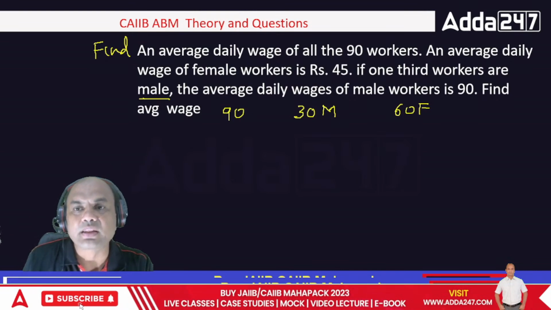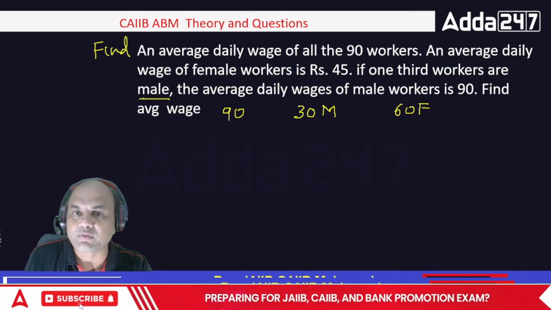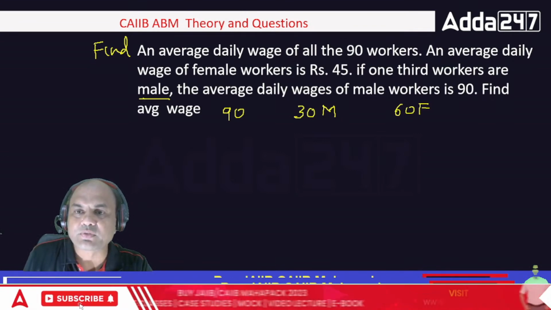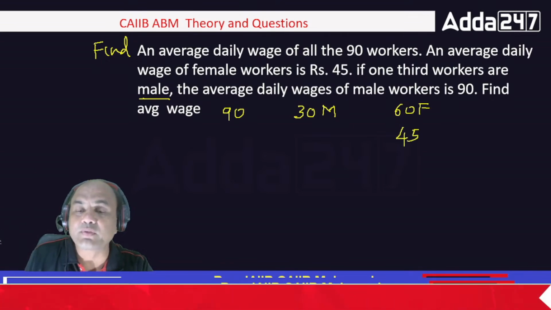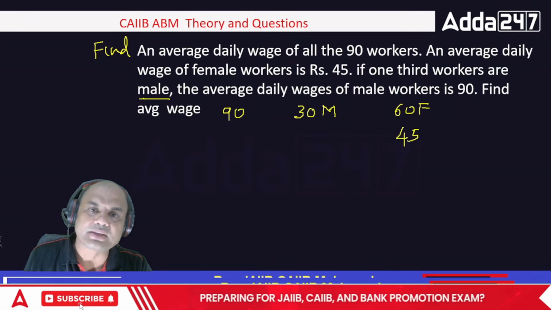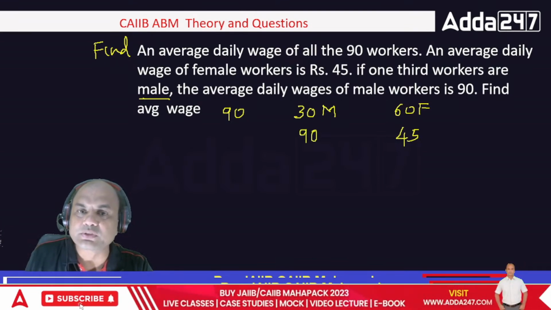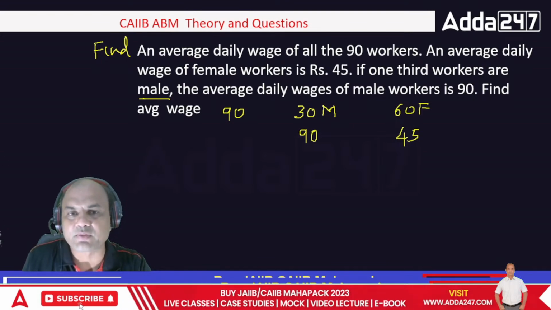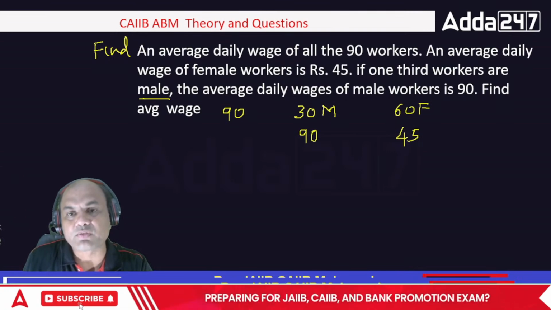Now what have we to do? The average wage of a female worker is given as 45. And the average wage of a male worker is given as 90. Now this is 90. Don't confuse these two 90s. Luckily they have got the same number. So we have to find out the average wage of the complete 90 persons.